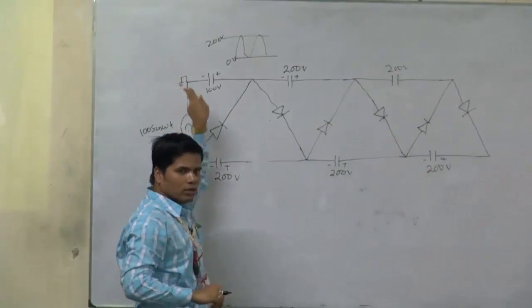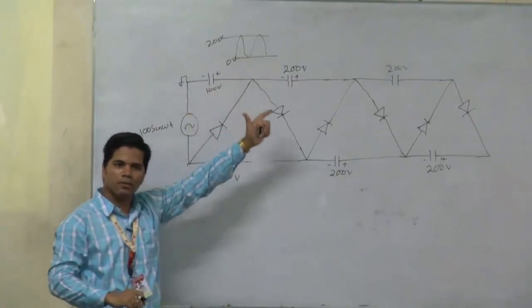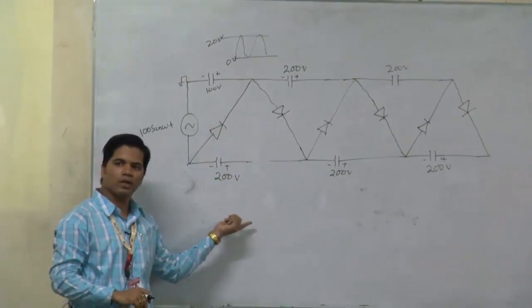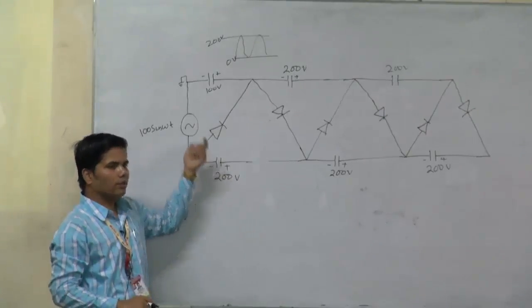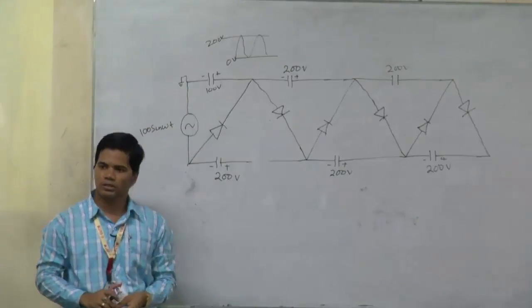So in the topmost portion we will get the odd multiples of the voltage. In the bottom part we will get the even multiples of the voltage. Depending upon our requirement we can make that portion ground, and accordingly we can take the respective voltages.